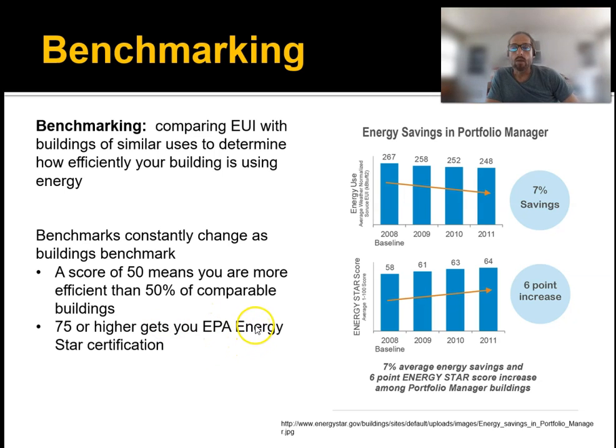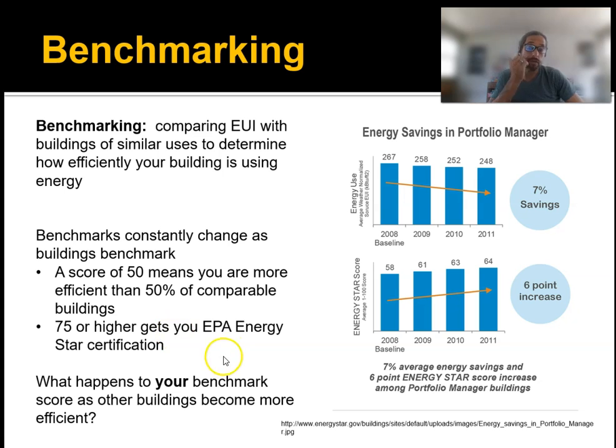So this is a really nice way to say, okay, here's all my utility usage, here's my square footage, et cetera, and Portfolio Manager takes care of all of the legwork for you, and it says, okay, you're better than 80% of the buildings or 20% of the buildings, whatever. And you can get an Energy Star certification if you're at a 75 or above.